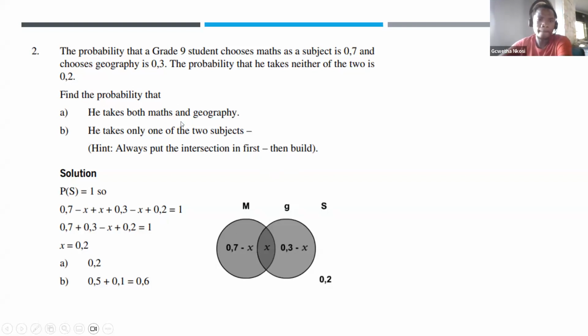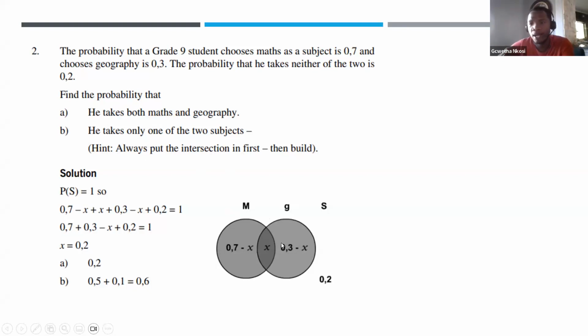All right. Now, remember, they didn't give us the percentage or the number that takes both subjects. What is going to happen? They didn't give us that one. So find the probability that it takes both math and geography, that it takes only one of the two subjects. Now, you've been given a hint here. Always put the intersection in first, then build.